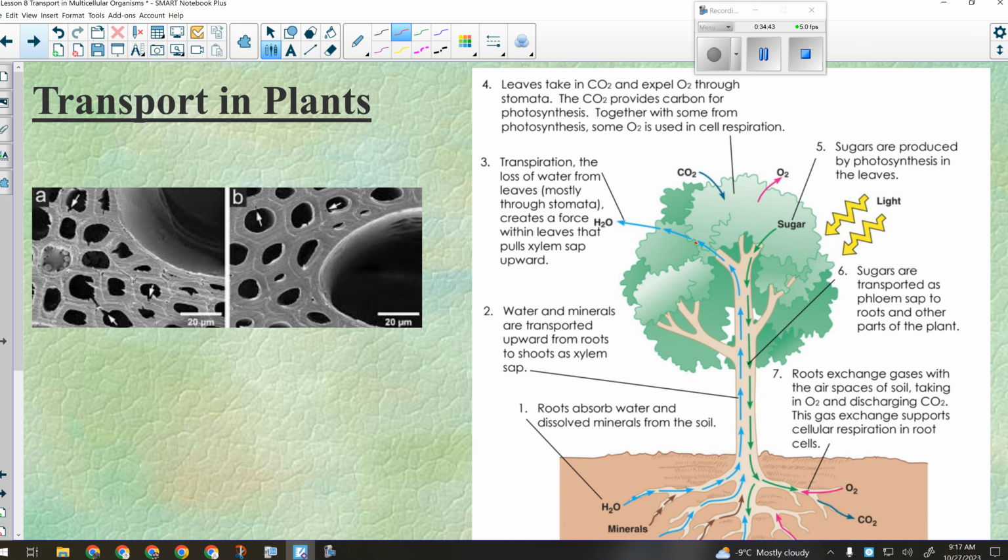So the tubes have to be really small. In fact, they look a lot like this. This is the xylem of a plant under an electron microscope. This is 20 micrometers, so each one of these tubes is about 10 micrometers across.